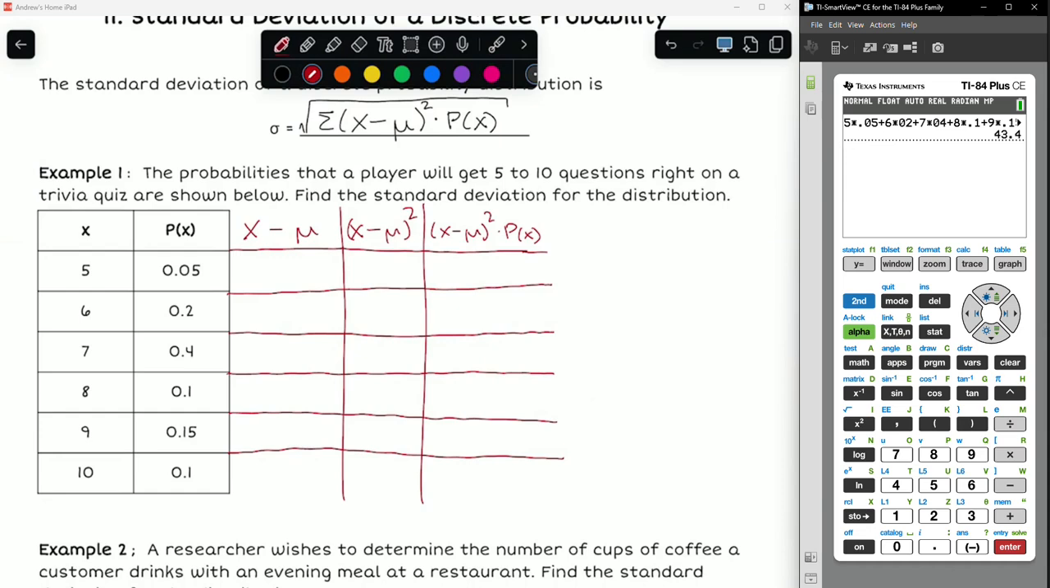Why does that feel weird to me? Oh, because I'm missing decimal points. Mr. J made a boo-boo. I'm so sorry. That's way too big. Let's try that again. There we go. That makes way more sense. So our mean is 7.4.